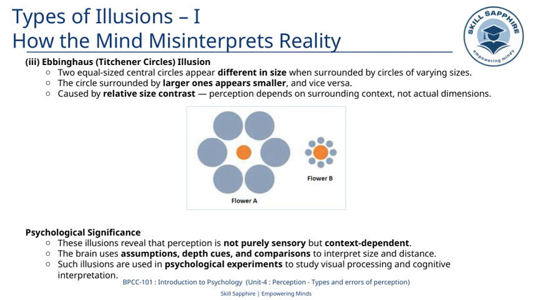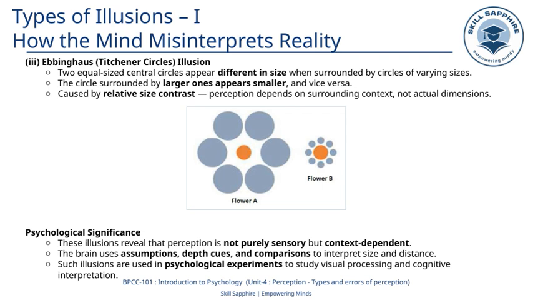This illusion highlights a key point. Perception isn't purely sensory. It's influenced by the context in which we see things. Our brain makes assumptions based on surrounding cues, depth information, and comparisons to interpret size and distance. This is why illusions like these are so valuable in psychology. They help us understand how the brain processes visual information. They also give us insight into how perception can be biased or distorted based on contextual factors. So, through studying these illusions, we learn more about the complex ways our mind interprets reality beyond what our senses alone tell us.